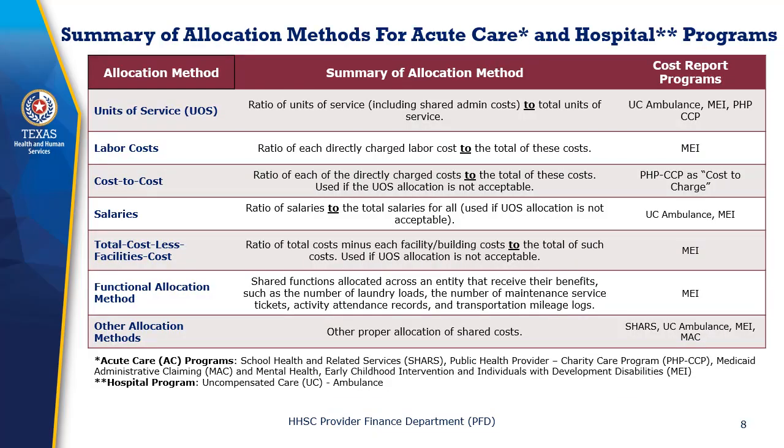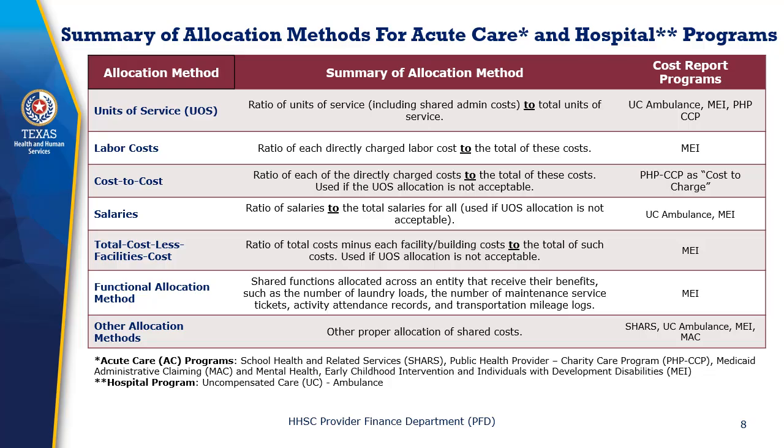Now, we will review approved allocation methods for acute care programs to include the School Health and Related Services, SHARS, the Public Health Provider Charity Care Program, PHPCCP, Medicaid Administrative Claiming, MAC, and the Mental Health, Early Childhood Intervention and Individuals with Developmental Disabilities, MEI. This applies for Hospital Program Cost Report for the Uncompensated Care Ambulance Program.